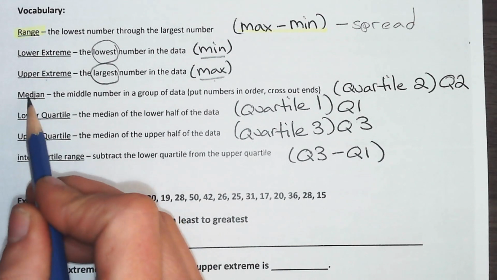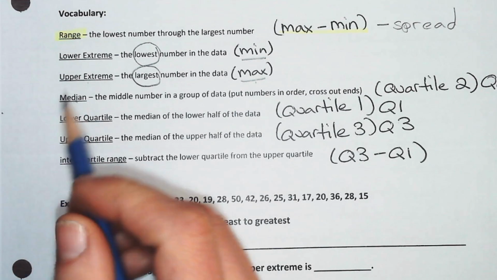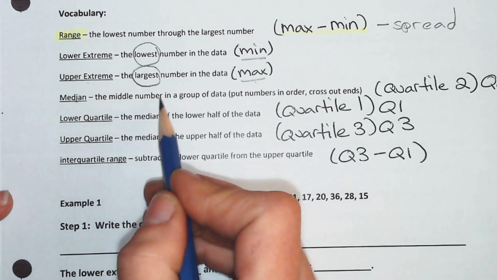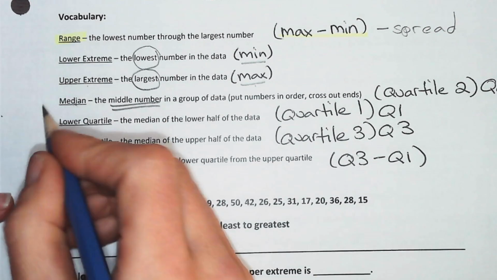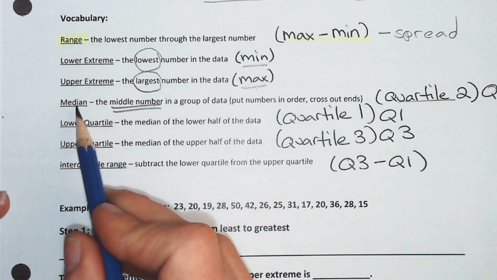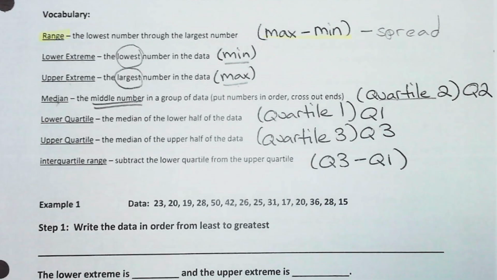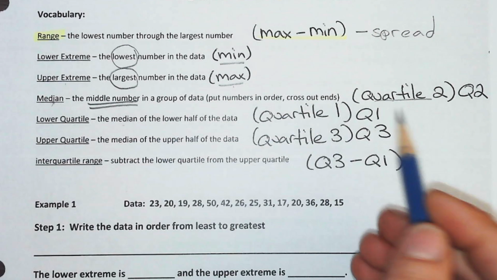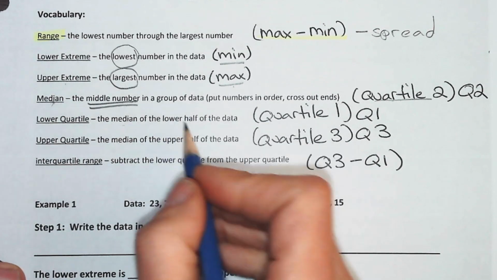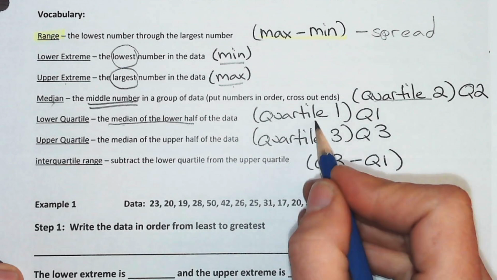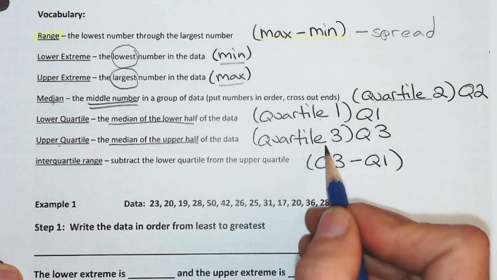Median, just like if you're driving, for those of you who are drivers, the median is that piece of cement in between lanes. It's the middle number in a group of data. It's also called quartile 2. So some people use the vocabulary median, some people will call that quartile 2, and I'll talk about quartiles more in a minute. The lower quartile is the middle of the lower half of data. So it's the median of the lower half, quartile 1. The upper quartile is the median of the upper half, quartile 3.